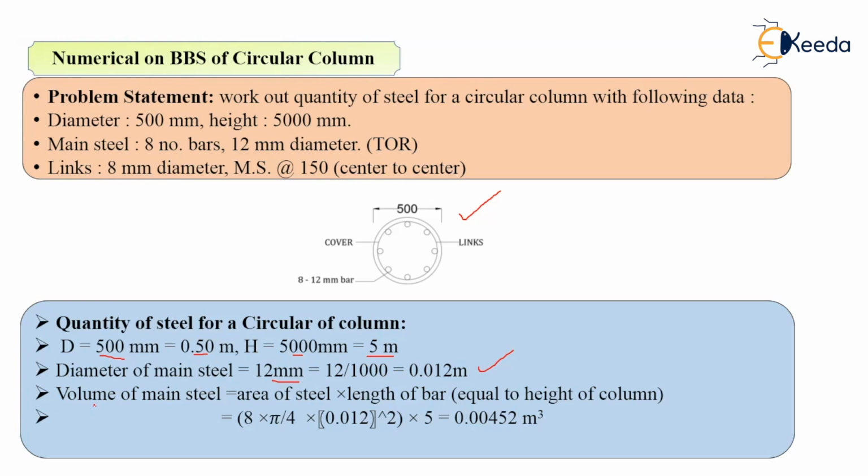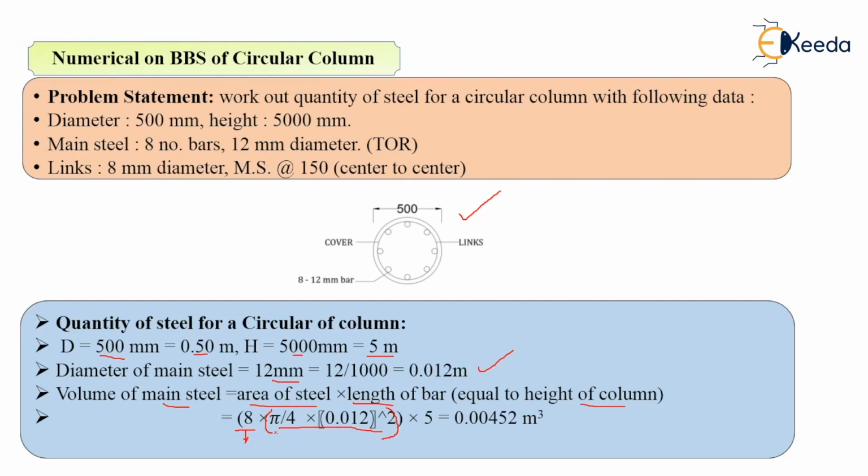Then first, I will calculate the volume of main steel. So the volume of main steel can be calculated as area into length, because we know the formula of volume is nothing but area into length. So volume of main steel will be area of main steel multiplied by length of that bar. And length of that bar is nothing but height of column. So how can you calculate the area of steel? As it is a circular bar, the area can be taken as pi by 4 into d square. And there are 8 such bars, so I will multiply the area by the number.